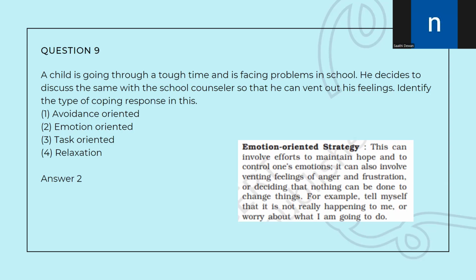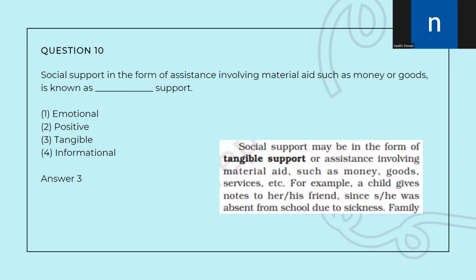You can also refer to the image from NCERT. This states that emotion-oriented strategy can involve efforts to maintain hope and to control one's emotion. It can also involve venting feelings of anger and frustration or deciding that nothing can be done to change things. I hope this makes the question much clearer. Let us move to the next question then.